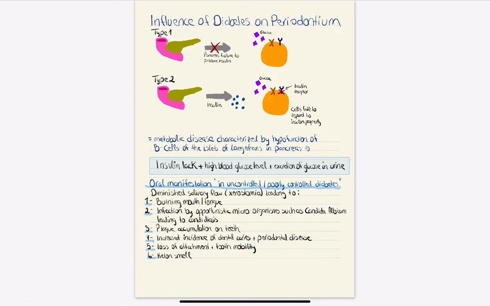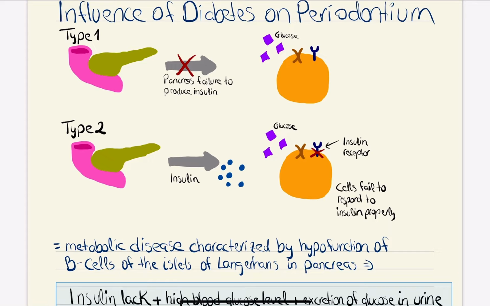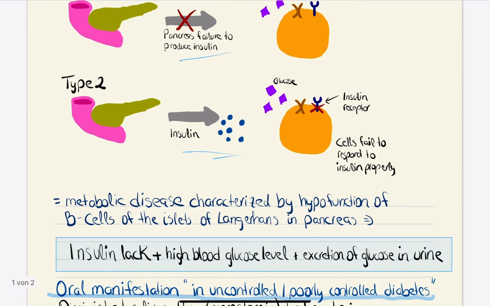Hello, today I'm going to explain the influence of diabetes on periodontium. Basically, there are two types of diabetes, type 1 and type 2. In type 1, the pancreas fails to produce insulin. In type 2, the insulin is produced, but the insulin receptor fails to respond to the insulin. So the glucose still remains outside, or extracellular.